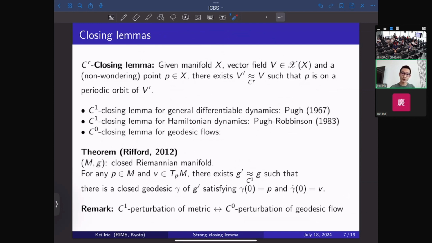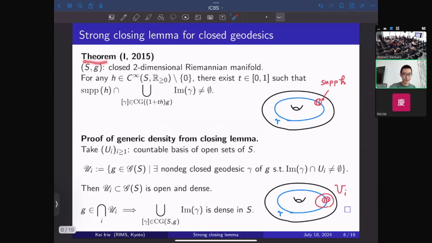So in the proofs of all of these results, one has to choose a perturbation very carefully to get a periodic orbit or closed geodesic. On the other hand, this theorem says that perturbation by any such function h can create a closed geodesic. In that sense, this is a very strong closing lemma for closed geodesics.